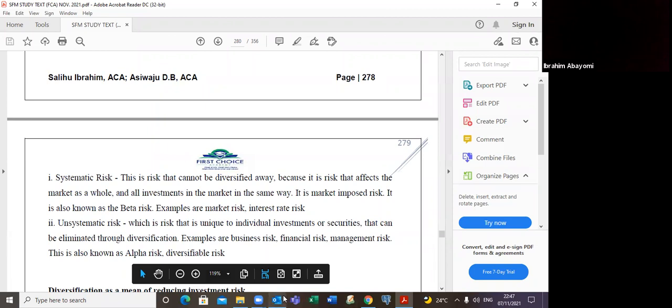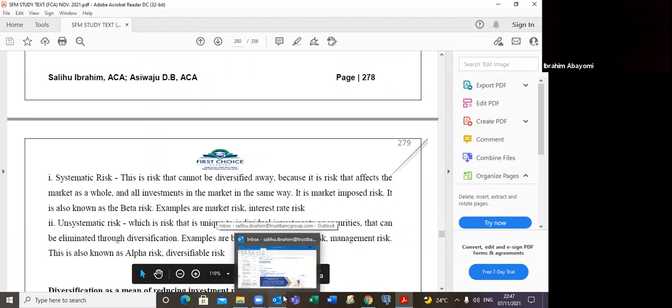That's what we call correlation. For instance, if I have investment A and investment B, if the returns of the two investments are moving in the same direction, in the sense that if the return of A is increasing, the return of B is also increasing, in that case, I have not diversified.